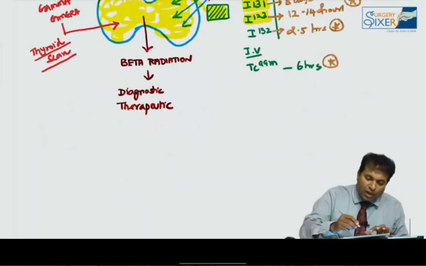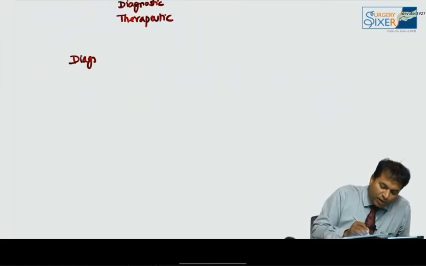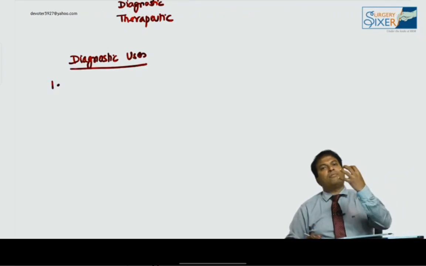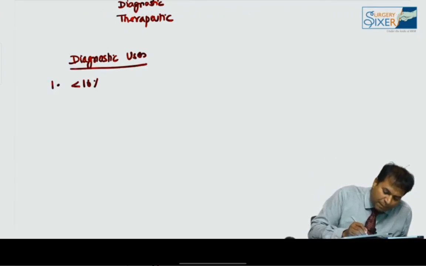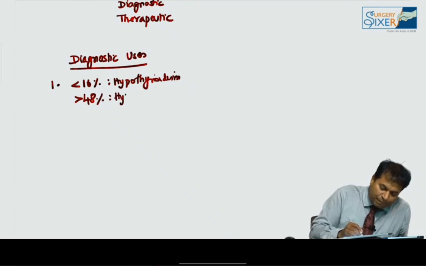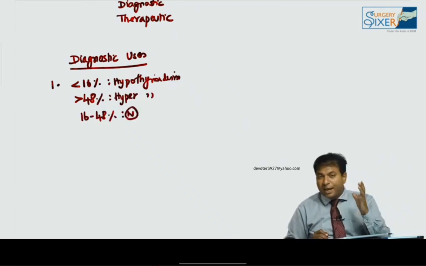therapeutic things. So now let me tell you what all the diagnostic uses are, high yield for your exam. Diagnostic uses of radioactive iodine are: number 1. I told you, if you give 100 units of radioactive iodine, if less than 16% is taken up, it is known as hypothyroidism. If it is more than 48% uptake, it is hyperthyroidism. 16 to 48% is normal uptake. So we can diagnose whether the case is hypo or hyper using this.